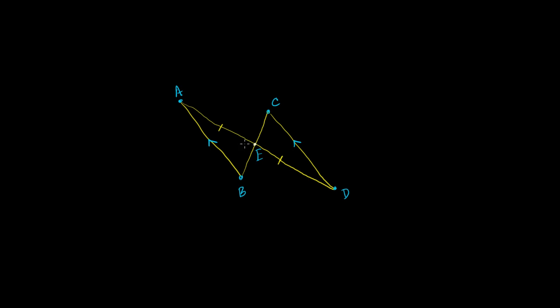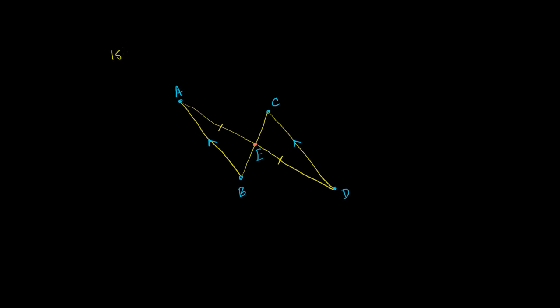And what this diagram tells us is that the distance between A and E, this little hash mark, says that this line segment is the same distance as the distance between E and D. Or another way to think about it is that point E is the midpoint of line segment AD. And what I want to think about in this video is, is point E also the midpoint of line segment BC? So this is the question right over here.